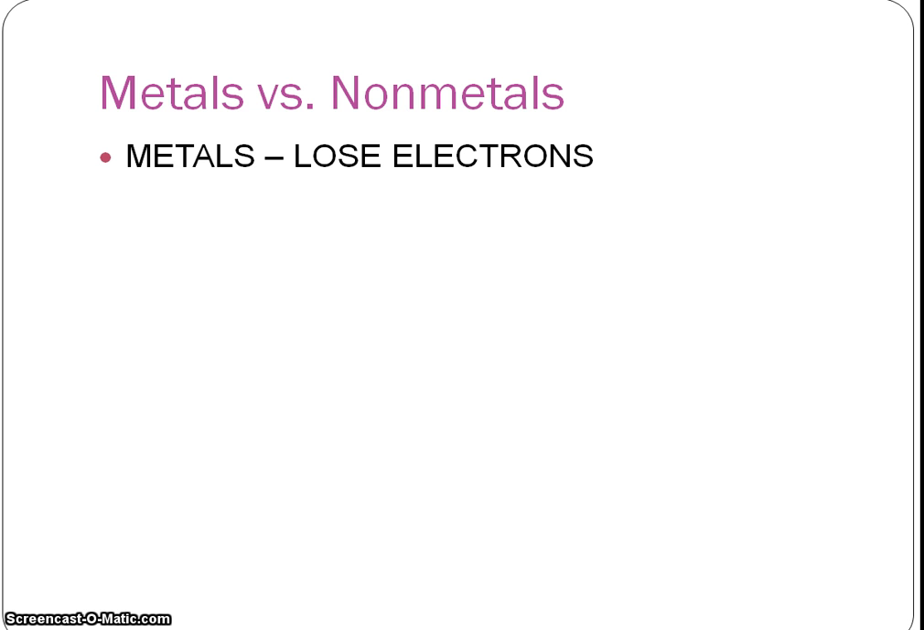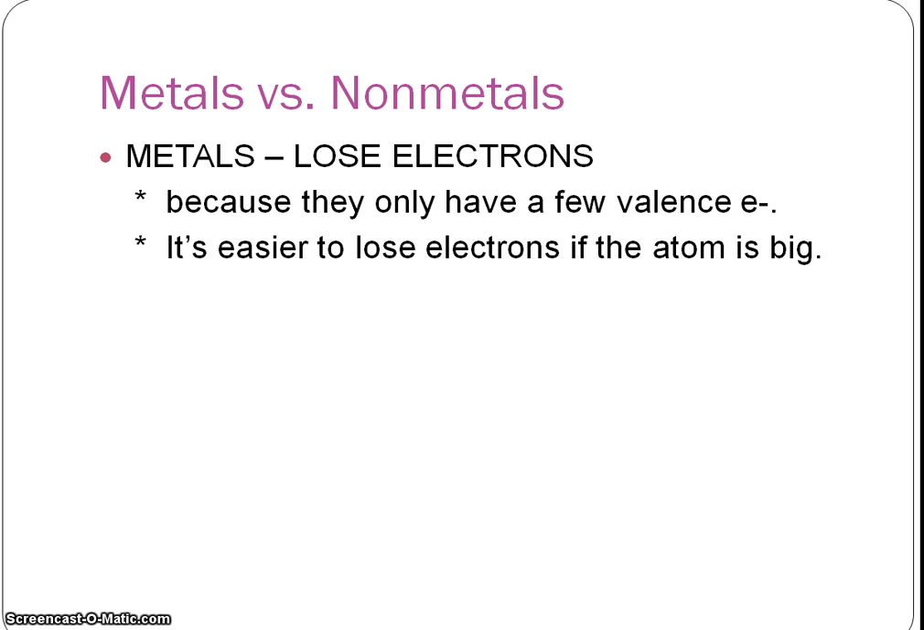And the last trend is actually different from metals versus nonmetals. So first we have to review the difference between them. Metals, their entire job, everything that they're trying to do is to lose electrons. So anytime you put them with other elements or try to do a reaction, metals are always going to try to give away their electrons. And the reason is because they only have a few valence electrons.